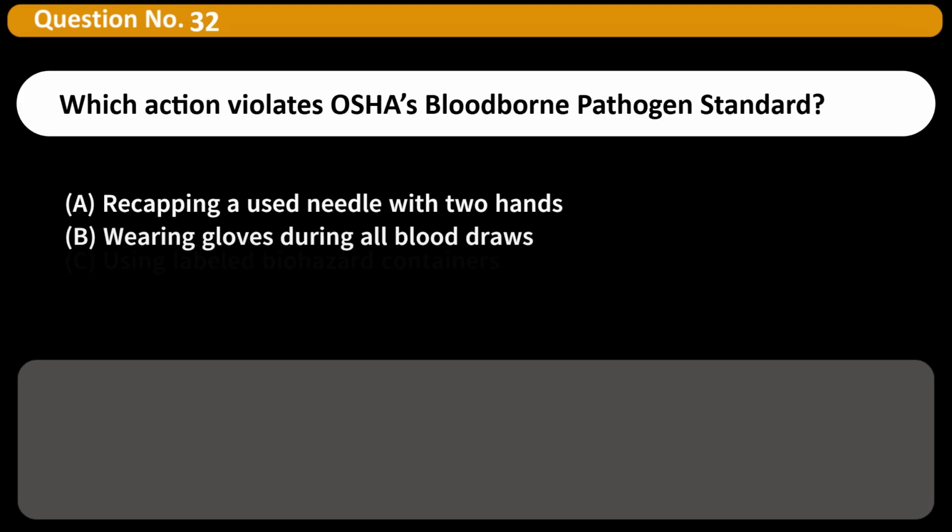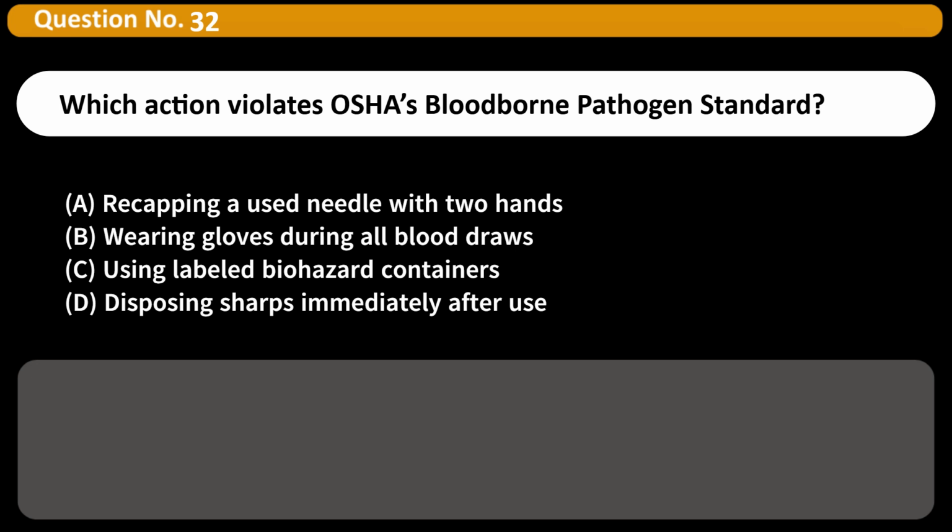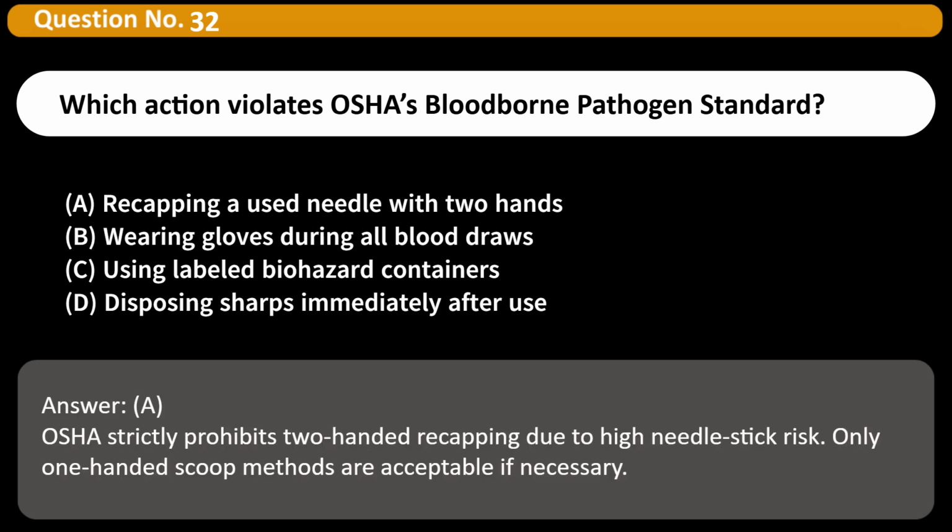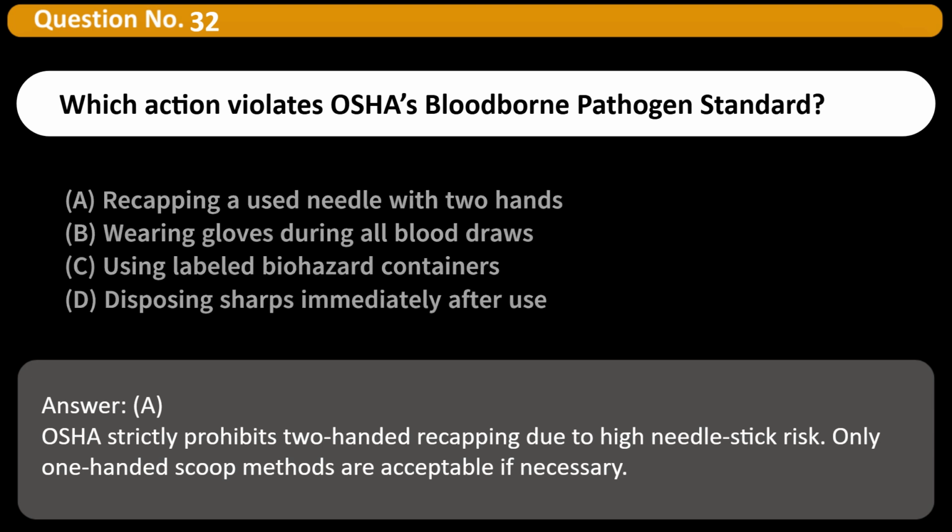Which action violates OSHA's bloodborne pathogen standard? A. Recapping a used needle with 2 hands. B. Wearing gloves during all blood draws. C. Using labeled biohazard containers. D. Disposing sharps immediately after use. Answer: A. OSHA strictly prohibits two-handed recapping due to high needle stick risk. Only one-handed scoop methods are acceptable if necessary.